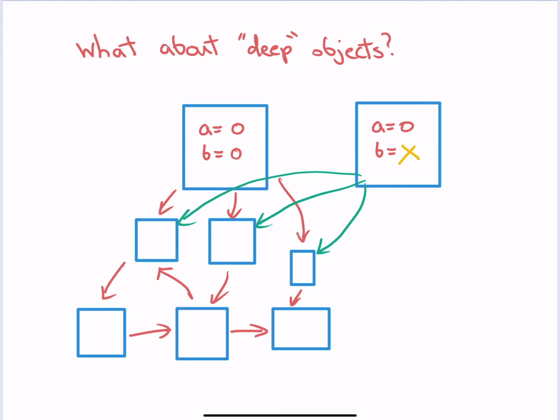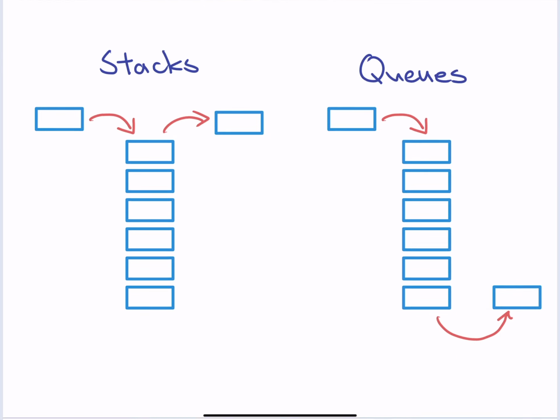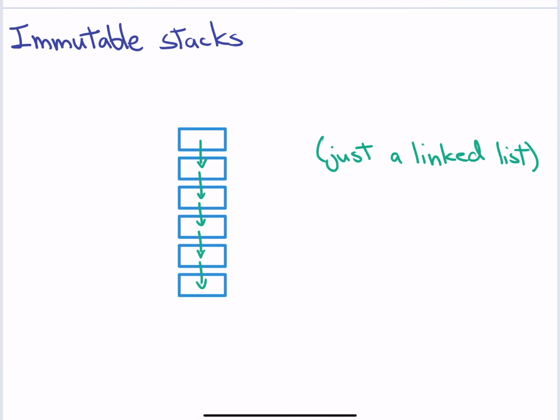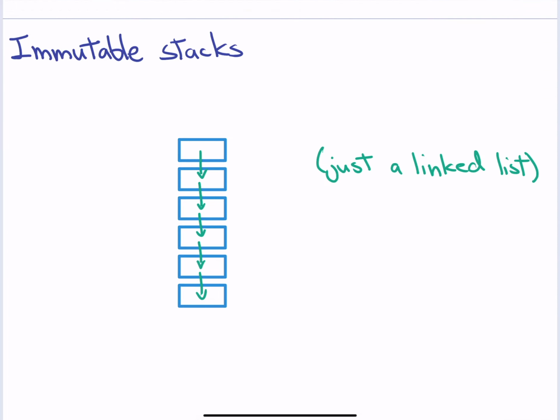Okay. All right, let me get to the point though. We're going to talk about how to implement stacks and queues immutably. Stacks are pretty straightforward. How would you implement a stack immutably? Yeah, a stack is just a linked list, right? We add to the front, we take off from the front. So actually, we already know how to do a stack. So that's easy to do a stack immutably.